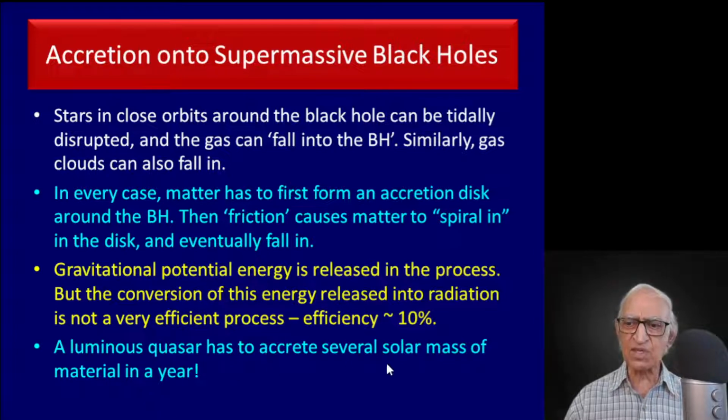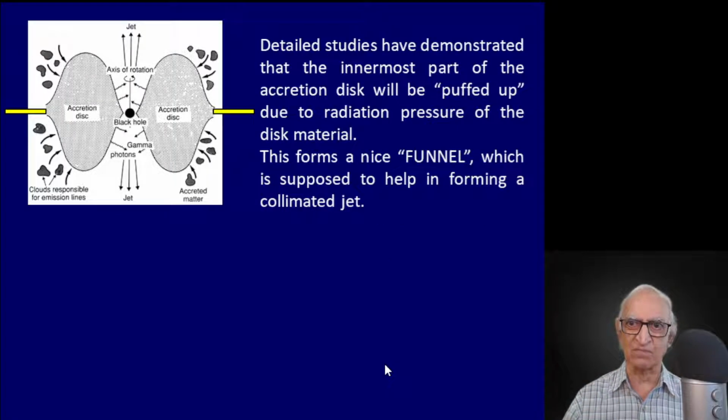Now, for a luminous quasar, the black hole has to accrete several solar mass of material every year. Now, that's a lot of mass. So, unless you feed the central black hole with many solar mass worth of gas, it will not function as a bright quasar.